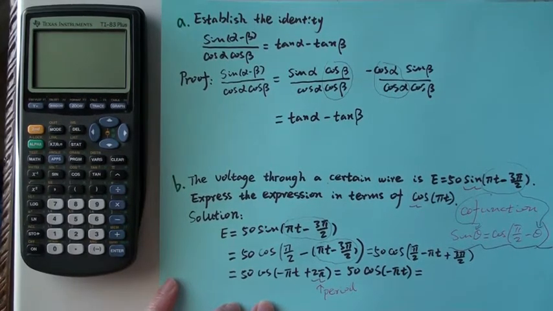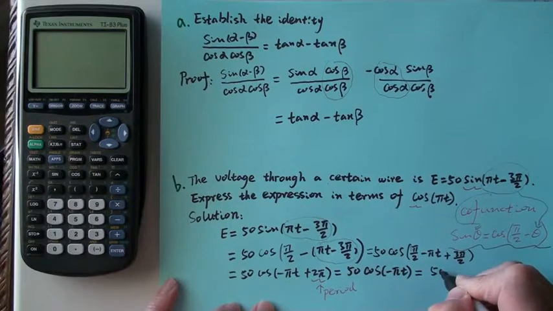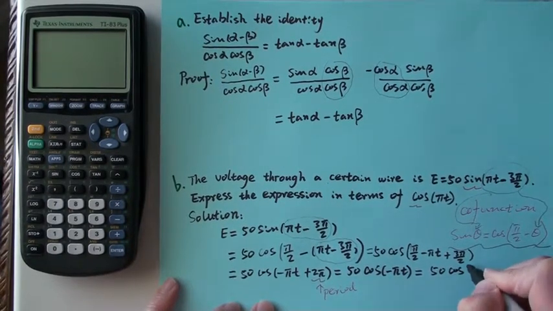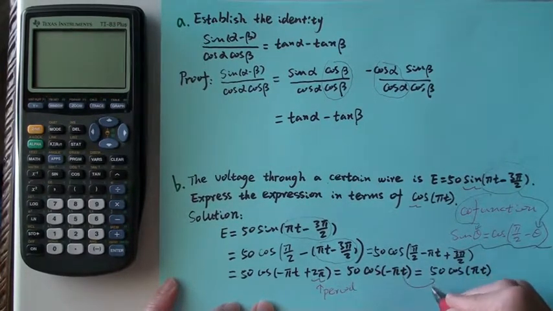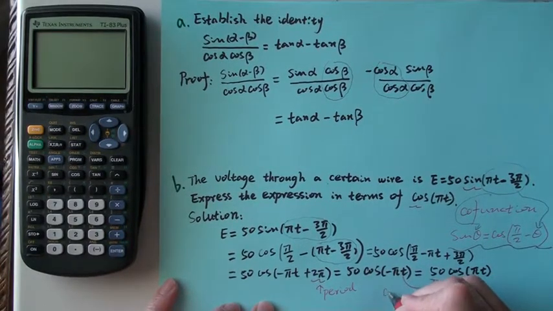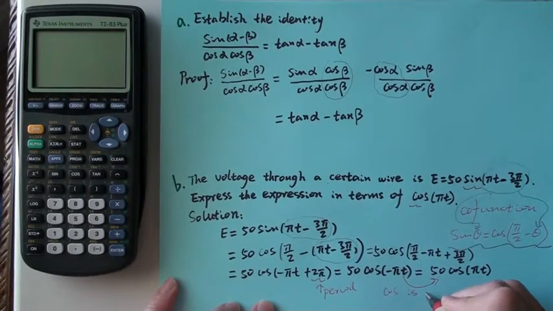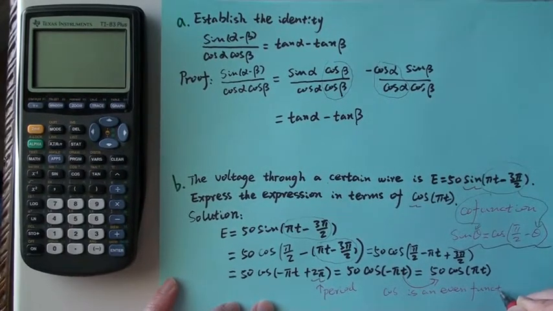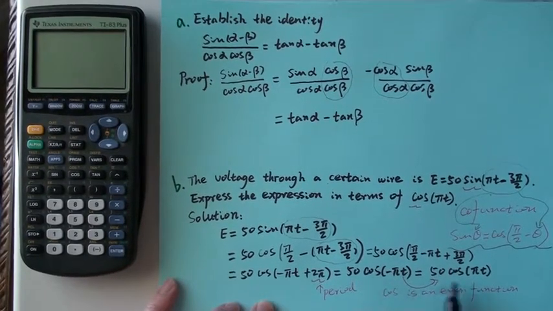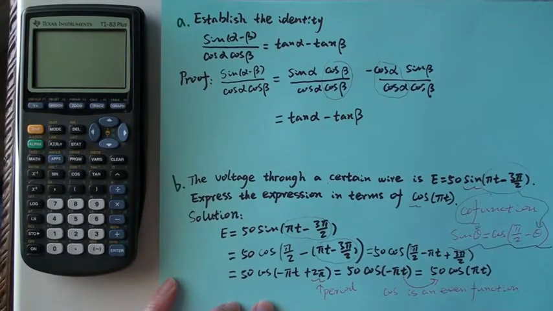Now, cosine is an even function. Then you will have 50 cosine pi t. That's it. From here to here is because cosine is an even function. Sine is an odd function, so you cannot really do this for sine. If here were sine, this negative sign would come out. But here, cosine is even, so the negative sign just disappears. Please review this lecture. I'll see you next time.